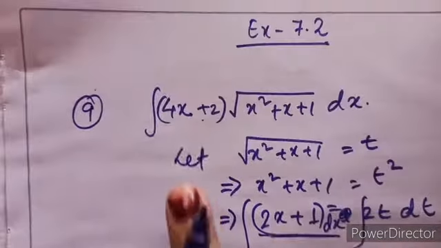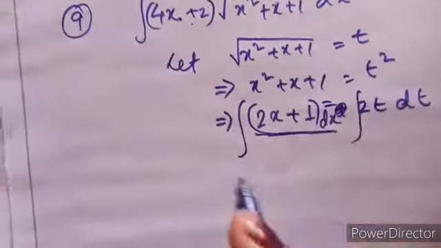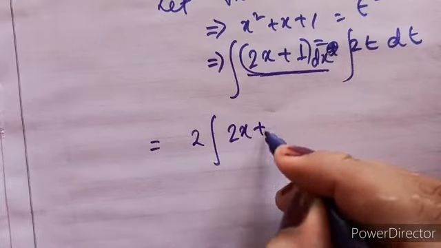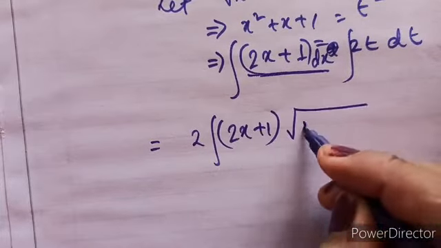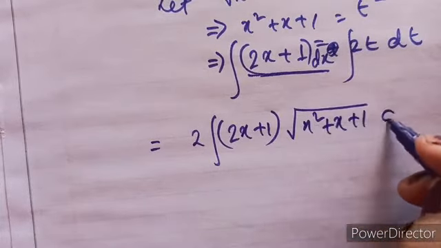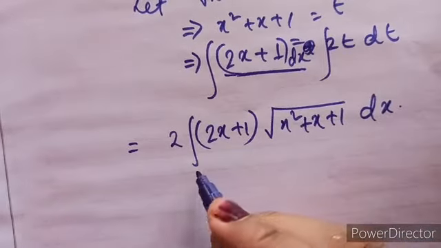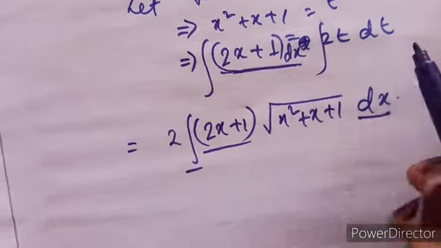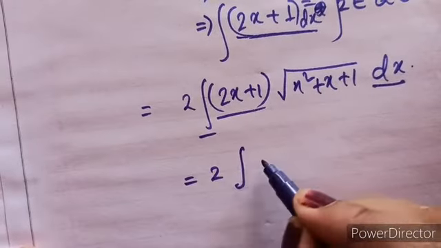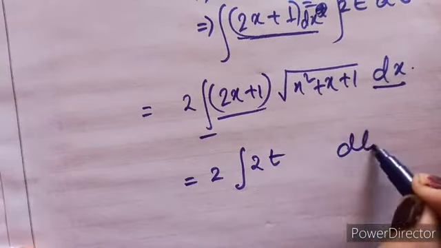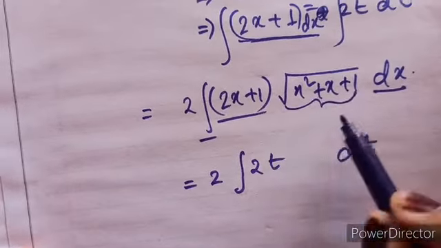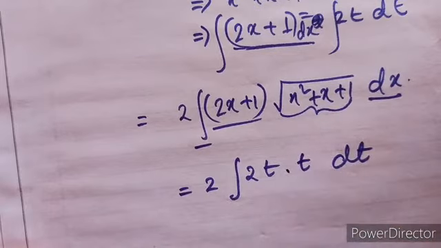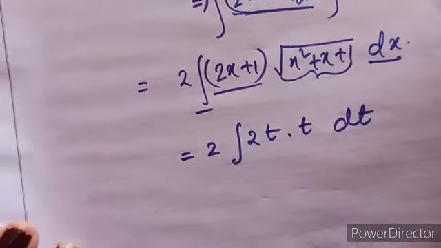Now this part should be present in the question. So what I can do is, I can take 2 common. So if I take 2 common, that will be the integral of 2 times (2x plus 1) root over (x square plus x plus 1) dx. Okay. Now in place of this and this, I can write what? Integration 2t dt. Okay. And in place of this, since I have taken this part to be t, in this way we substitute the given value.